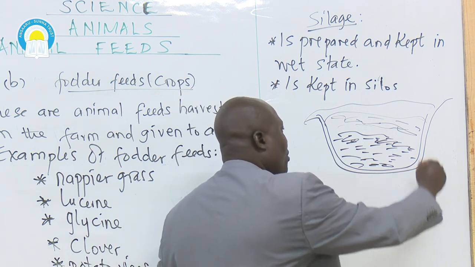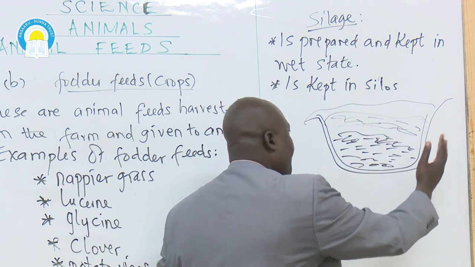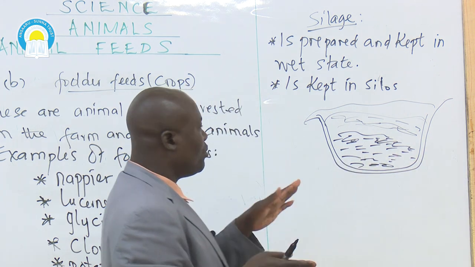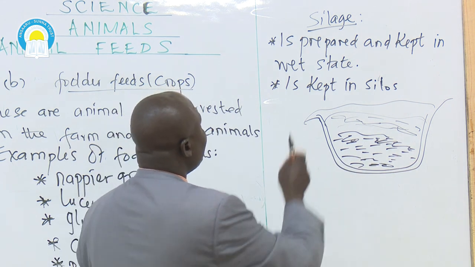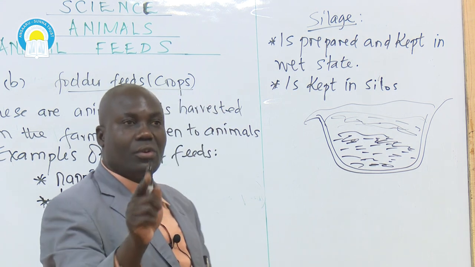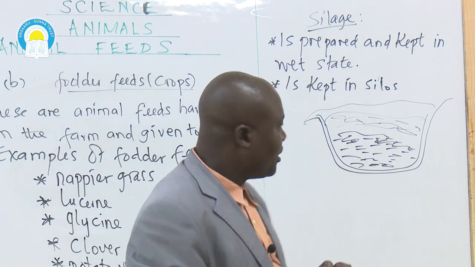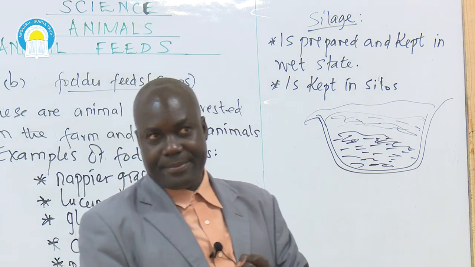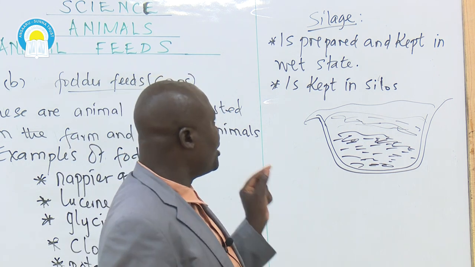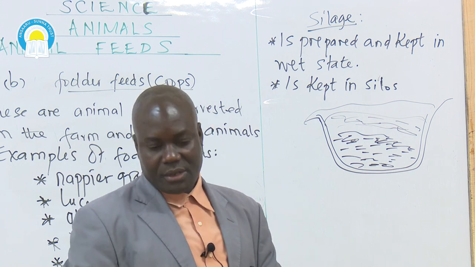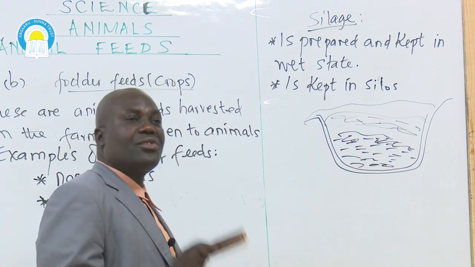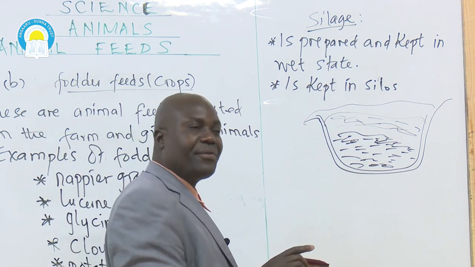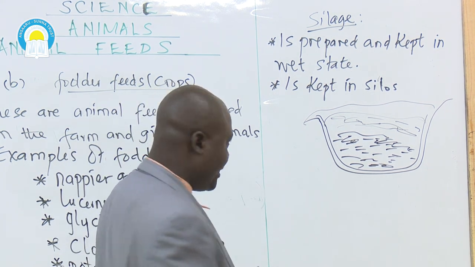By digging a hole in the soil, you place a polythene paper, you put the plant materials inside, then you cover. So why should we compress? We compress silage in the silo so that we can remove air. Another question may be, why should we remove air from the silage? We remove air from the silage so that we can avoid it from fermenting, rotting.